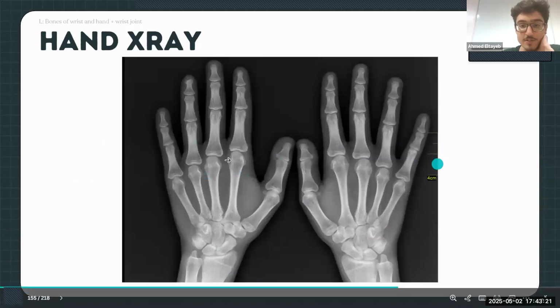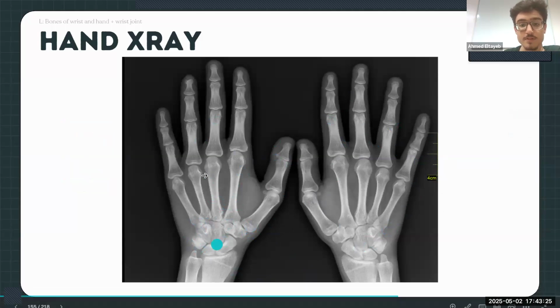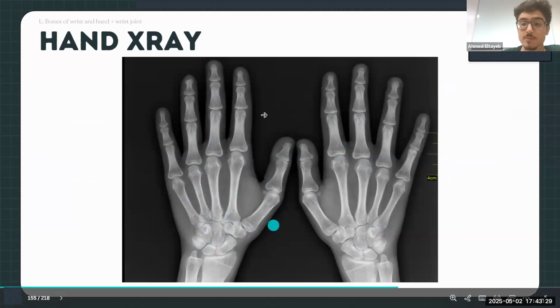And this is how an X-ray looks for the entire hand. You can clearly see the carpals, the metacarpals, and the phalanges. Maybe they can show you an image in your OSPE, and you're responsible to name whatever bone structure is right here. So be familiar with the X-ray, okay?